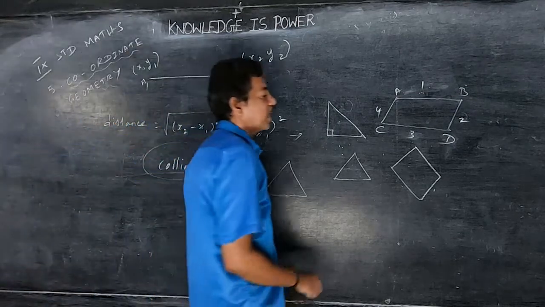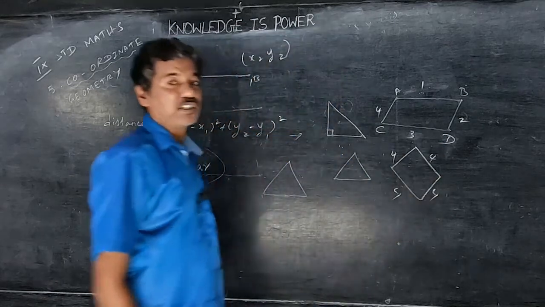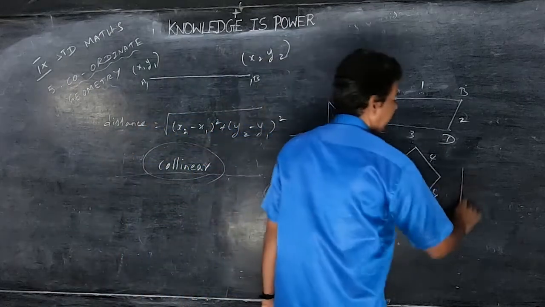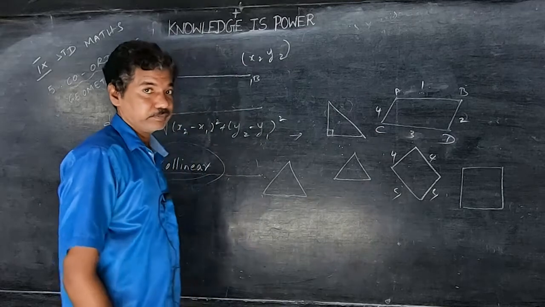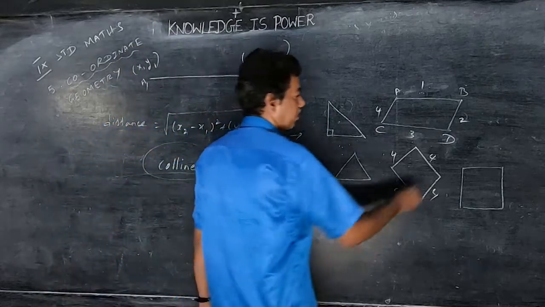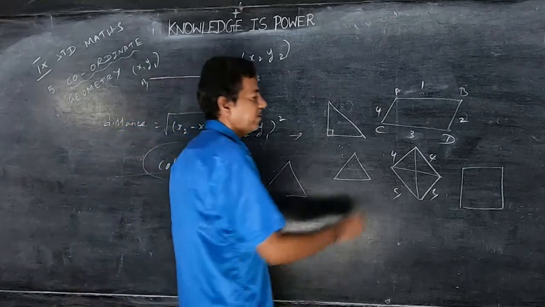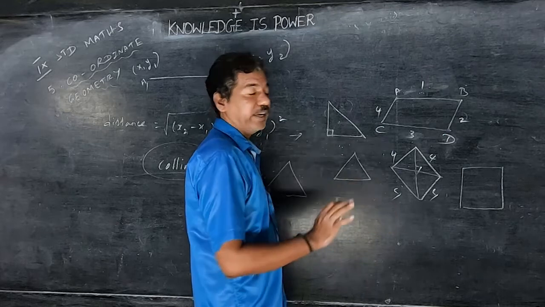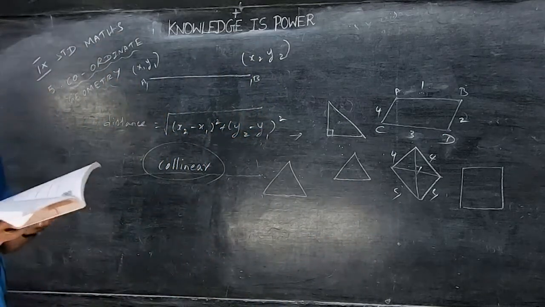If all the sides are equal, say this is 4, this is 4, this is 4, this is 4, then it is a rhombus. What is the difference between a square and a rhombus? A square will look like this. In a rhombus, the diagonals are equal and meet at 90 degrees. In a square, all the angles are 90 degrees. So these are all the points you have to note before going to the exercise.